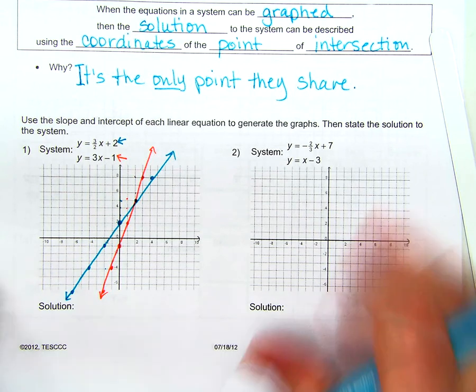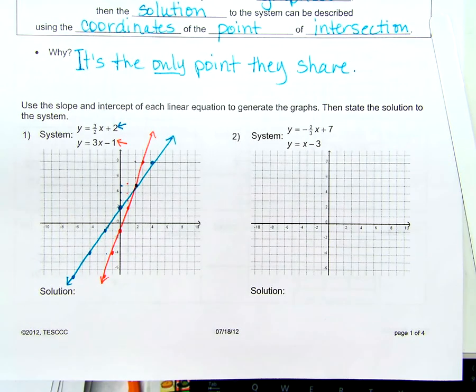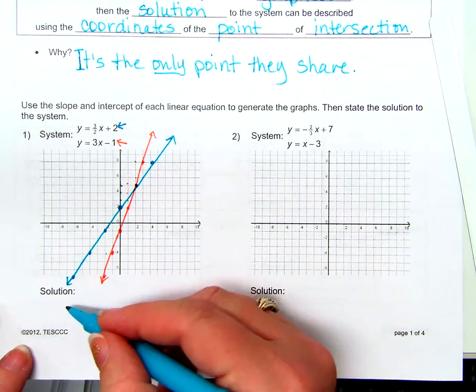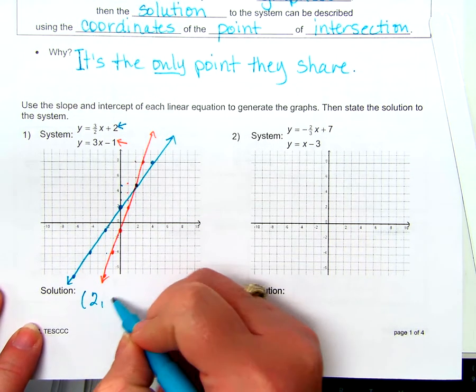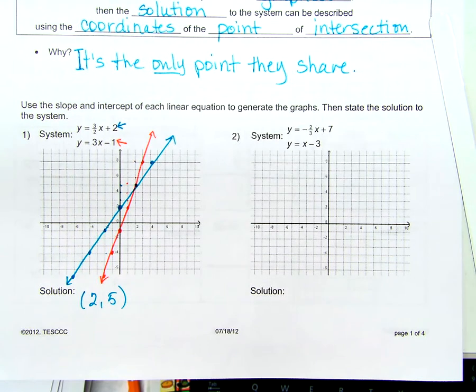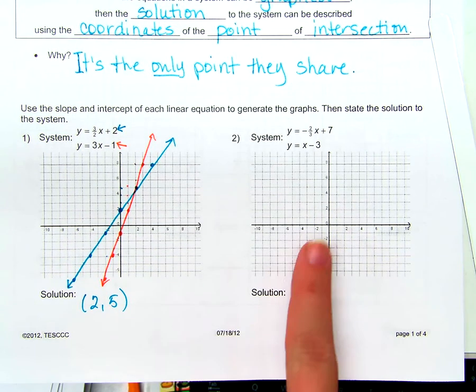Now I have to say, oh my gosh, this is a system, and I know where to find the solution. It is where they cross, right? The point of intersection. So what is the solution of this system? 2, 5. And how did you figure that out? Because that's where they cross, right? I know that seems like a silly question, but sometimes I have to ask them. All right, now are we finished? Yeah, that's good. Okay, now we go on to number 2.